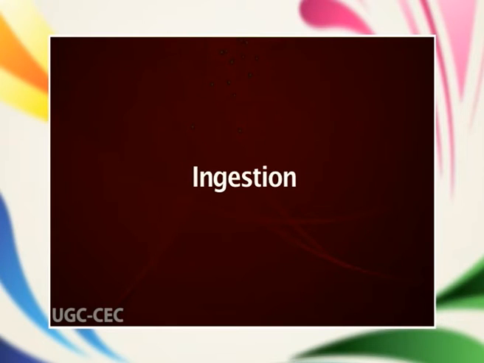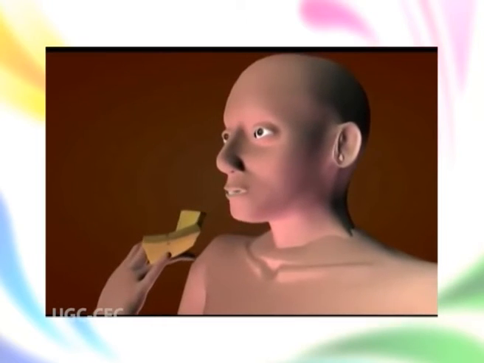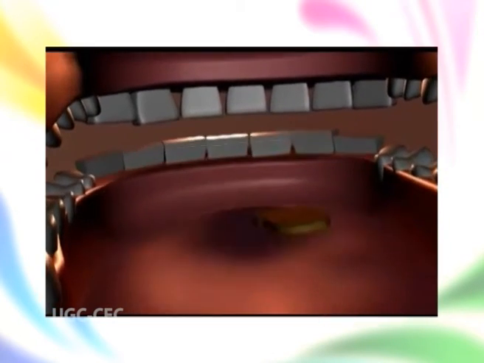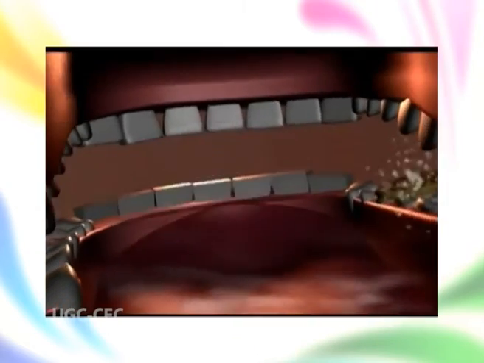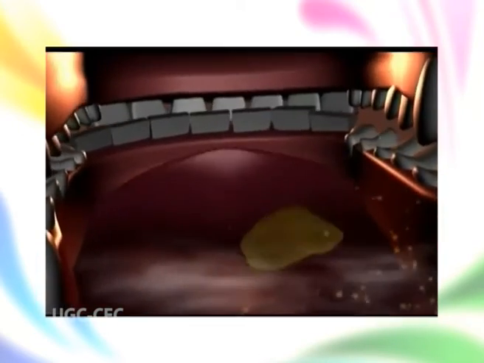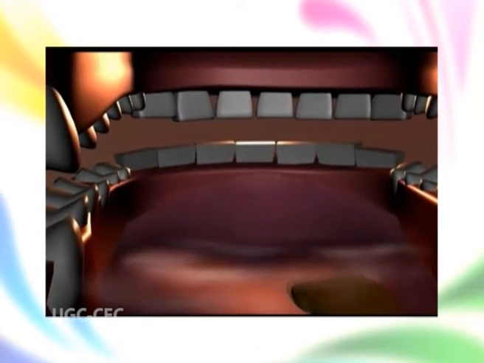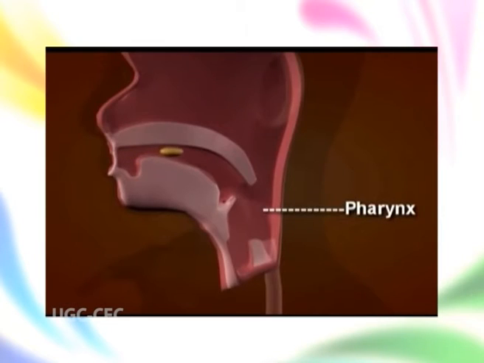Firstly, the ingestion. The process of digestion begins with ingestion, which involves the intake of food through mouth. It includes various processes that take place in the mouth, that is, chewing and grinding with the help of teeth, which is assisted by the lubrication and chemical effects of saliva released from the salivary glands, followed by swallowing of the food into the gastrointestinal tract.